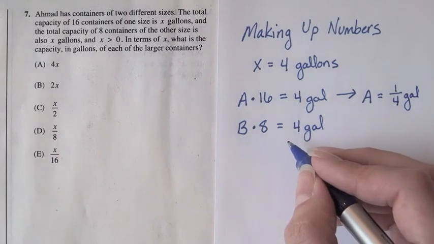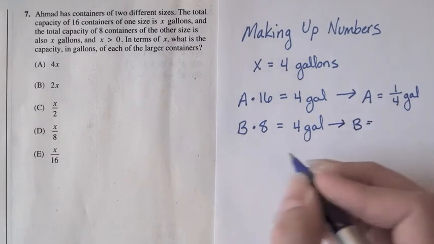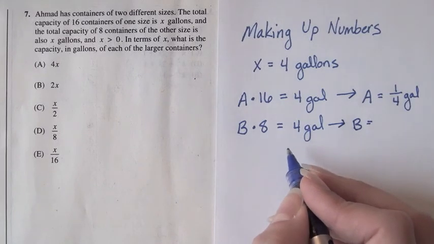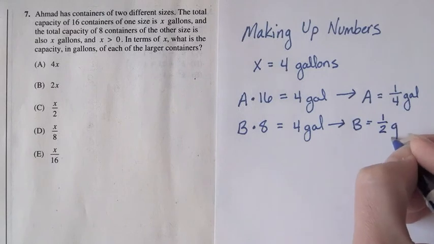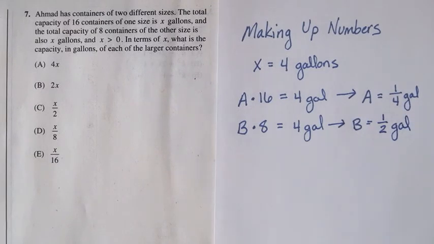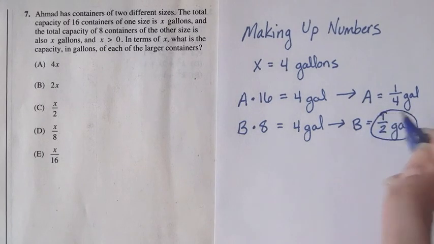Now if we go over to container size B, to find a single B, we'll divide both sides by 8. 4 divided by 8 is that container B's hold half a gallon. So now it's really clear and easy to see that the larger capacity container is container B. The question is, what is the capacity in gallons of one of the larger containers? We know that the answer is half a gallon.